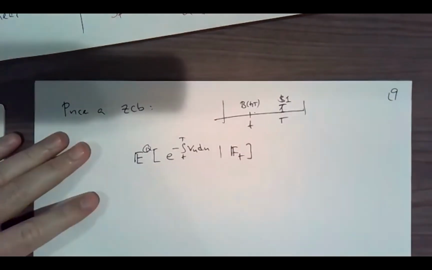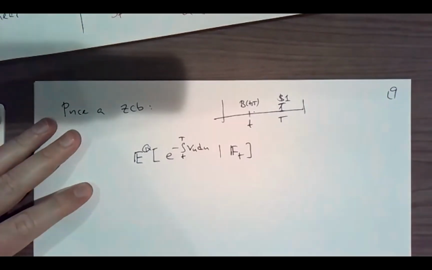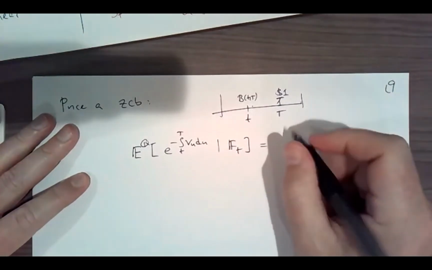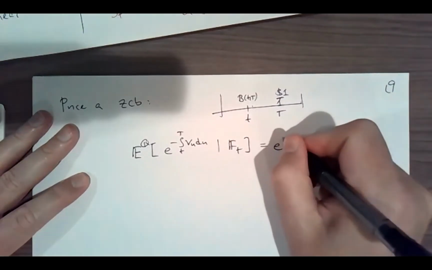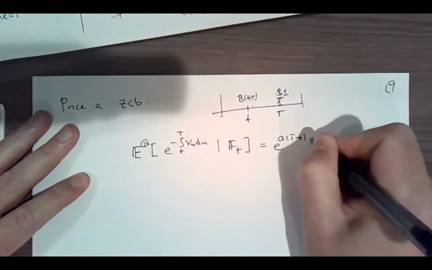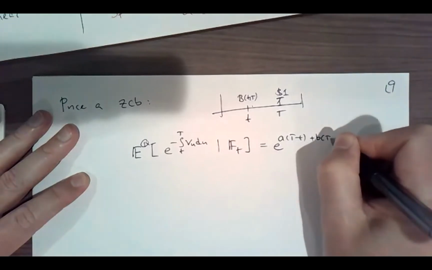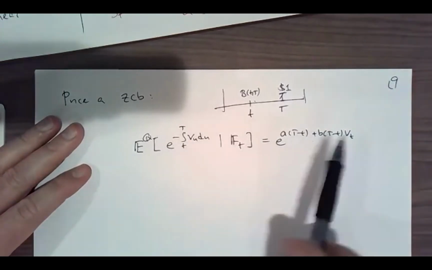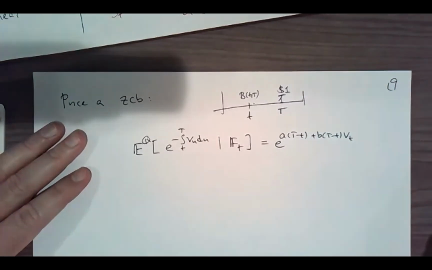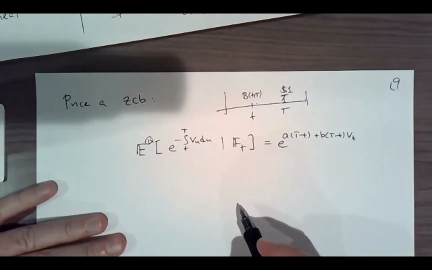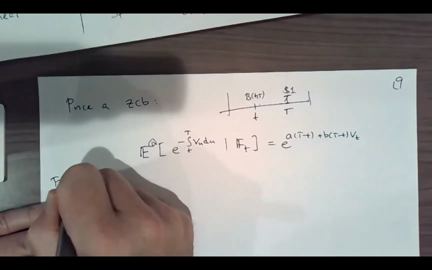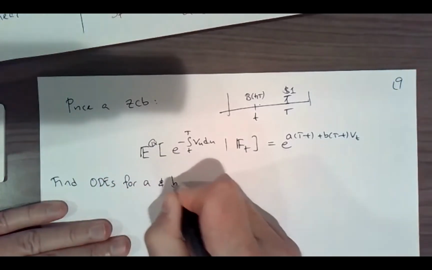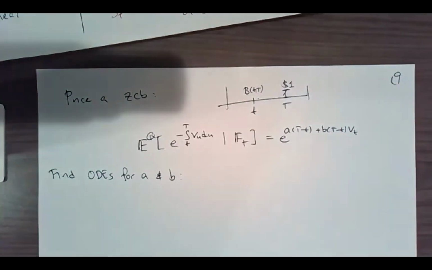And there's a hint that says to compute functions such that it has this exponential affine form that we looked at before, e to the a of T minus t plus b of T minus t times V_t. So again, V is Markovian, right? So you only have to keep track of the current value of V. And your job is to find ODEs for a and b. These are functions of time.